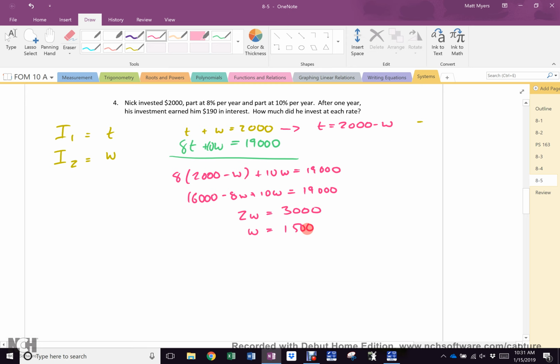Then what do I do with that? Where's that go? Right there. And what's T equal? T equals 500, W equals 1,500. Easy peasy lemon squeezy, yeah? Does it matter how complicated I make the words?